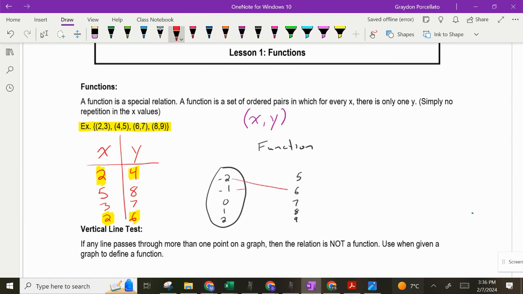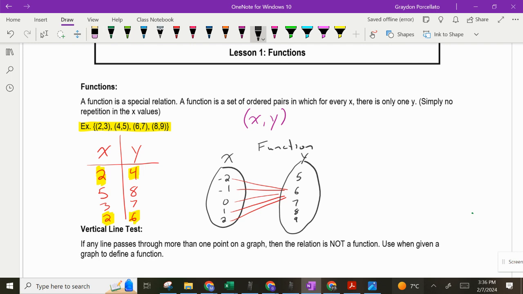2 to 6, 1 to 6, 0 to 6, 1 to 6, 2 to 6. They all go to 6. But notice that each x value, what I should have here is a little circle here. These are my x's, these are my y's, each only goes to one y value. Okay? So this is the key.